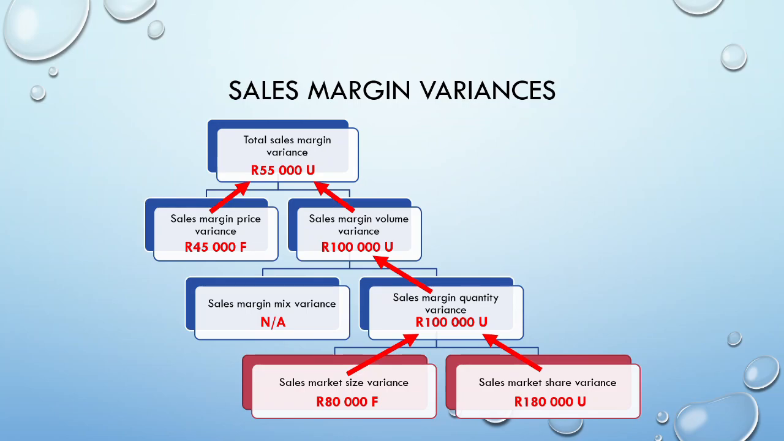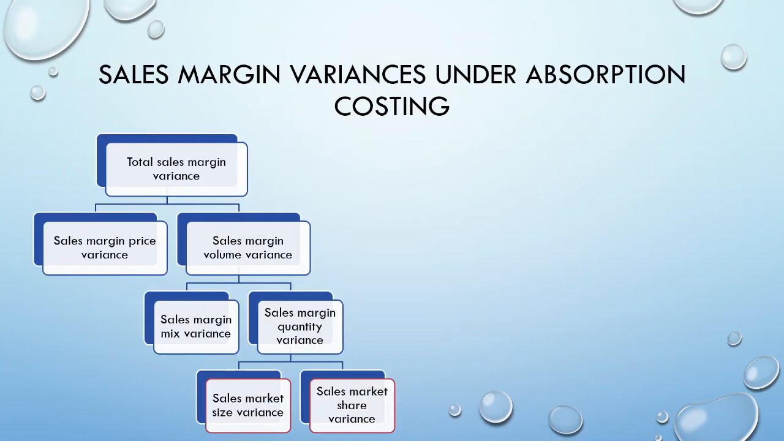Let us expand our current example and have a look. Now, unlike the differences we saw between variable and absorption costing under our fixed overhead variances, the difference for sales margin variances are very slight. First, we see that the sales margin price difference is identical between absorption and variable costing. The difference therefore lies in our volume variance and all the underlying variances.